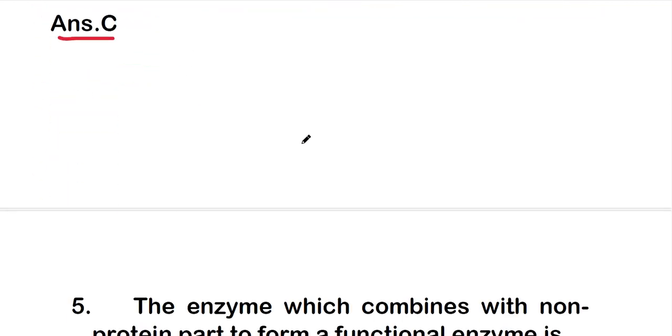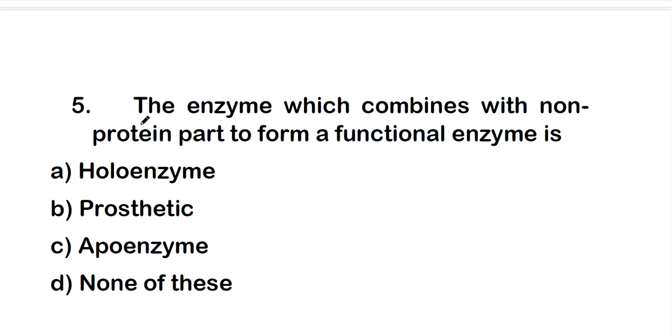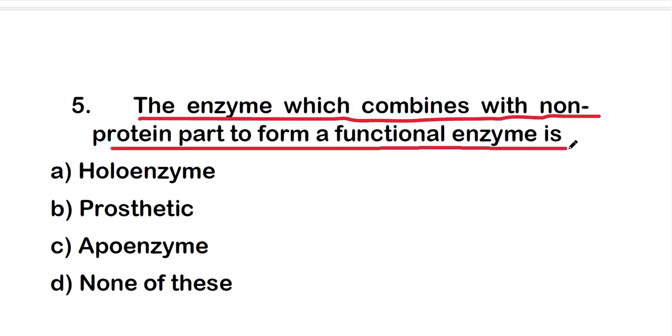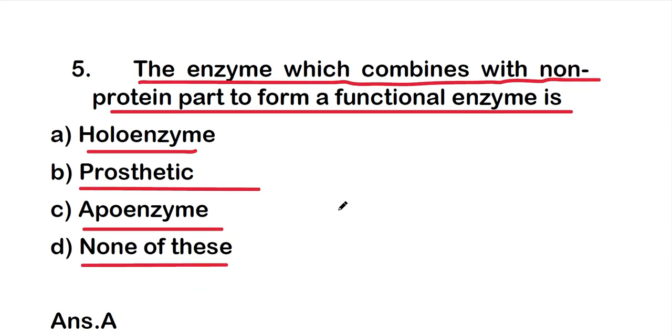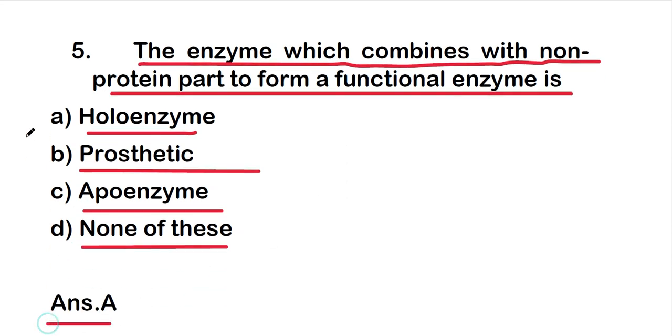So let's move on to the next question, question number 5. The enzyme which combines with non-protein part to form a functional enzyme is option A, holoenzyme; option B, prosthetic group; option C, apoenzyme; or option D, none of these. And the right answer is option A, that is holoenzyme. So the enzyme which combines with non-protein part to form a functional enzyme is holoenzyme.